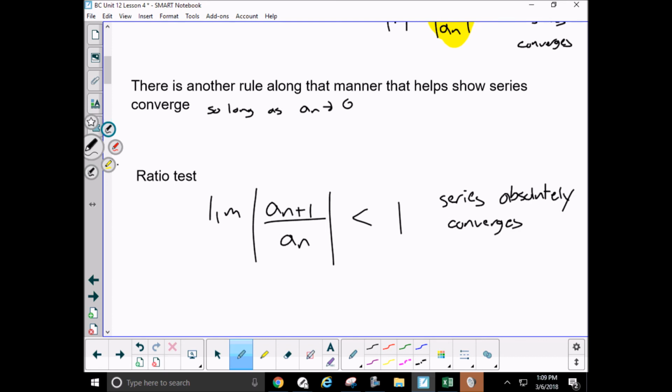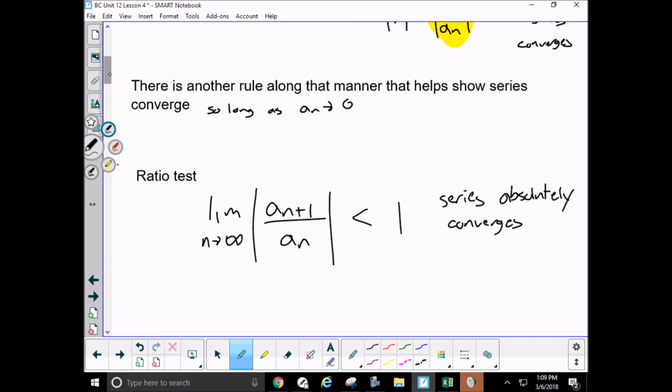However, we're not going to just look at two random terms. We need to look at the terms as we trend towards infinity. So I can't look at my third term and divide it by my second term, and say, oh, that's less than 1, that means my entire series converges. We need to look at every term. Okay.